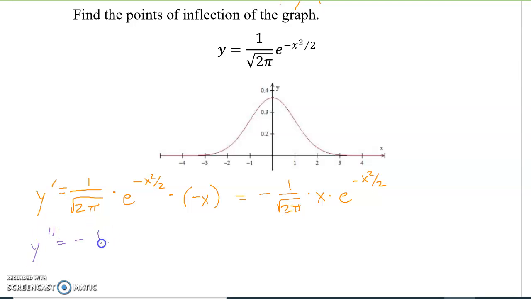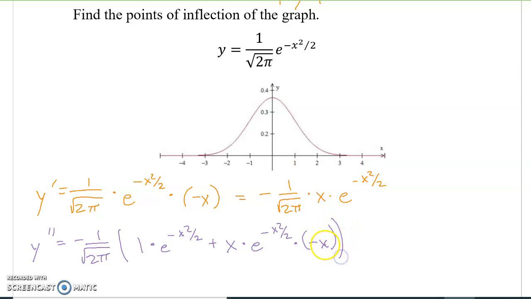So that scalar constant of negative 1 over root 2 pi is still just hanging out there, but now we've got a product of variable expressions, so we have to use the product rule. We've got the derivative of x times e to the negative x squared over 2 plus x times the derivative of e to the negative x squared over 2. Well, we just did that. It's going to be the same thing back again, right? Negative x over 2, and then multiply by another negative x.